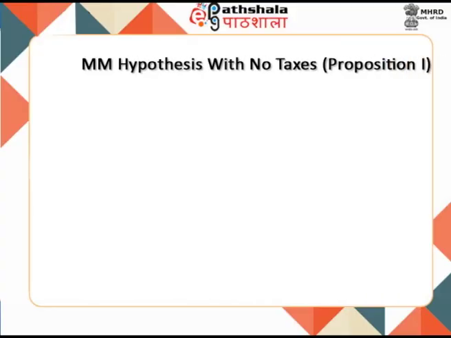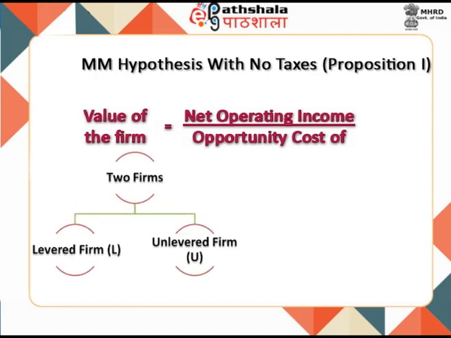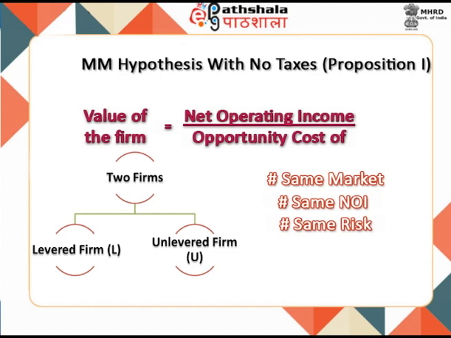Now we will discuss how Proposition 1 works. We know that the value of a firm is calculated as the ratio of net operating income to the opportunity cost of capital. Suppose there are two firms, one is levered and the other is unlevered. Because of the assumption of same industry and same market share, the net operating income of both firms will be the same before interest and in absence of taxes. Now, as the earning potential of both the firms is the same, their risk will also be the same. Thus, the cost of capital will be the same. As the operating income and the cost of capital are the same, the value of both levered and unlevered firms will also be the same.